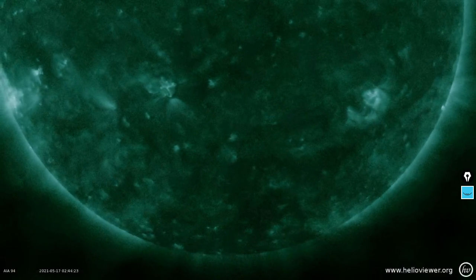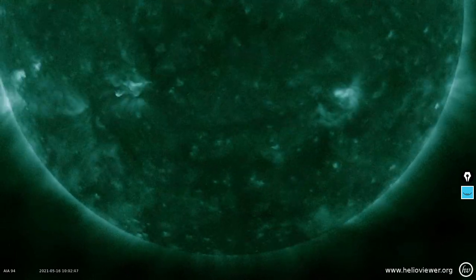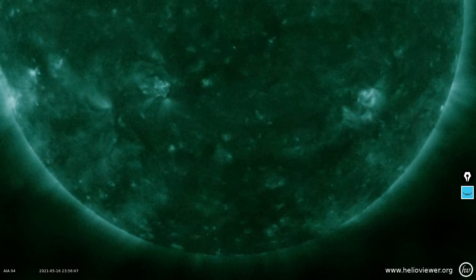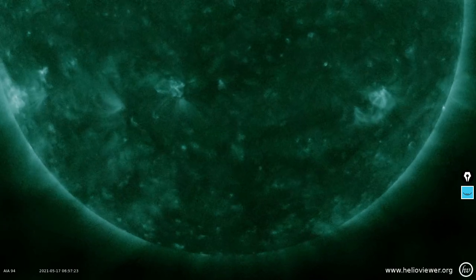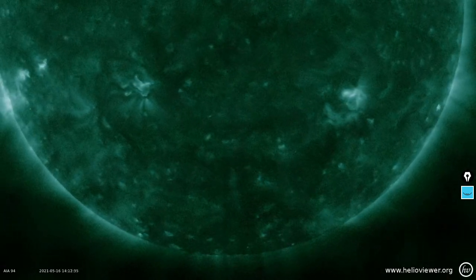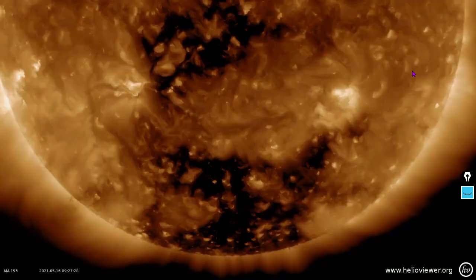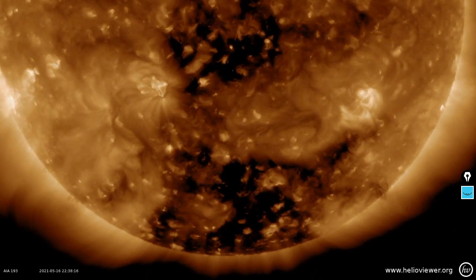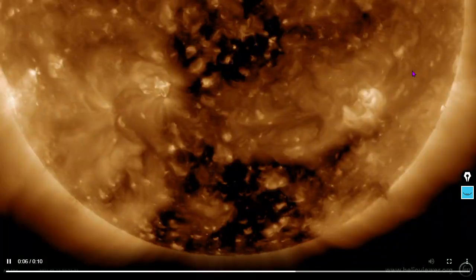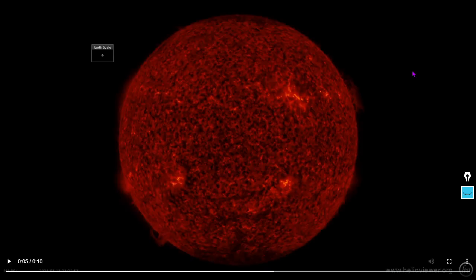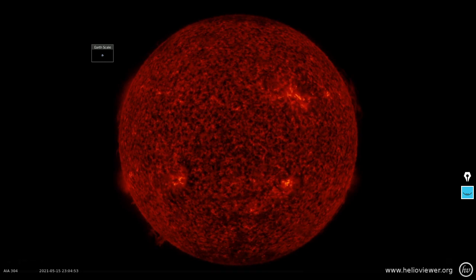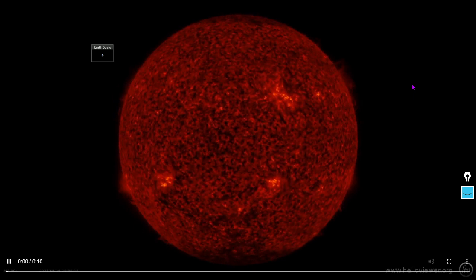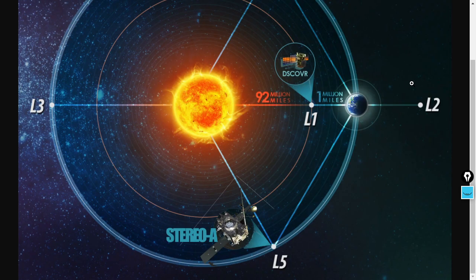And back to the different ionized states, here's 94 angstroms, another ionized state of iron. It's very, very hot gaseous plasma made of iron. And you can see how differently that looks compared to another ionized state of iron. So 193 angstroms and 94 angstroms are both ionized iron. See how differently they look, and see how differently they look as compared to ionized helium. The sun is jumping up and down and saying, "Look at me. I'm telling you things about physics."